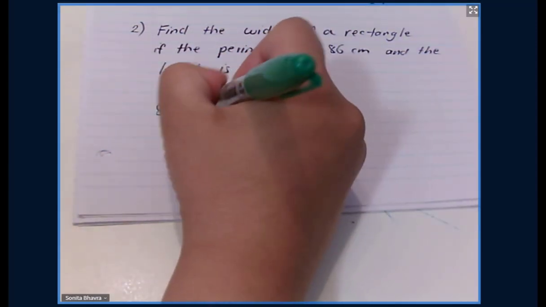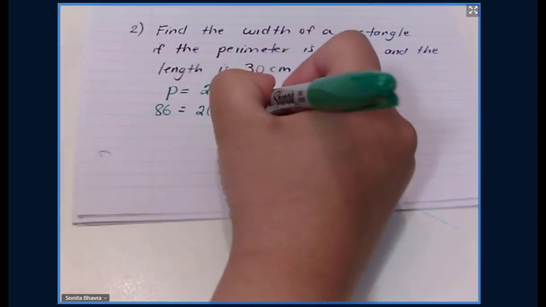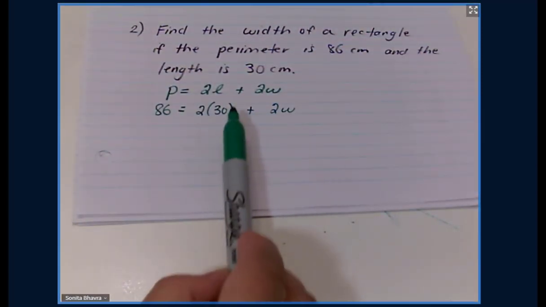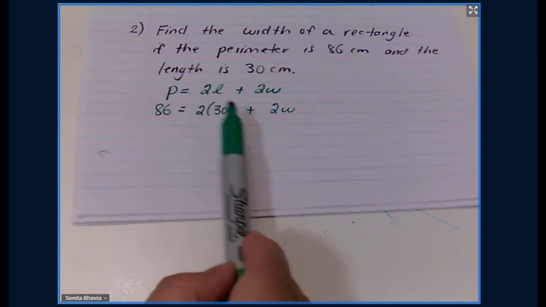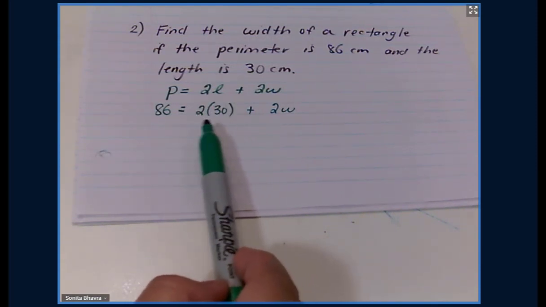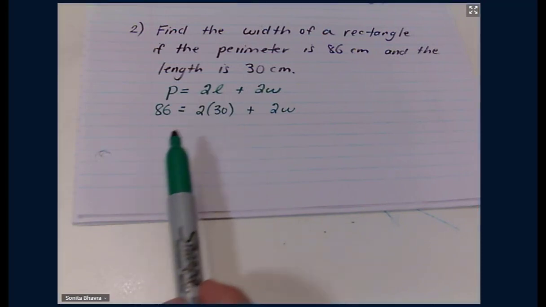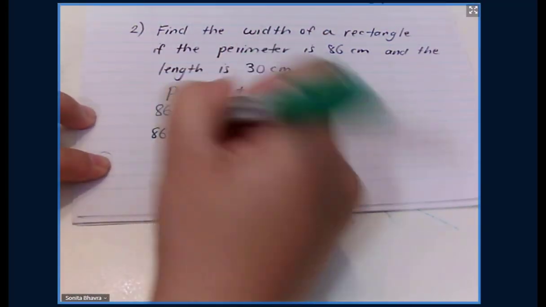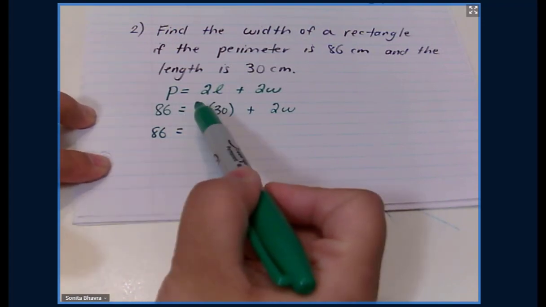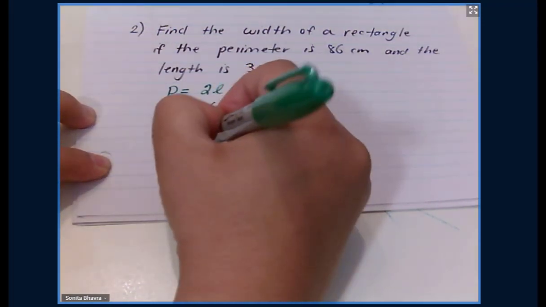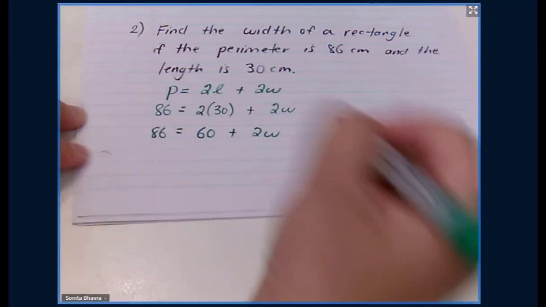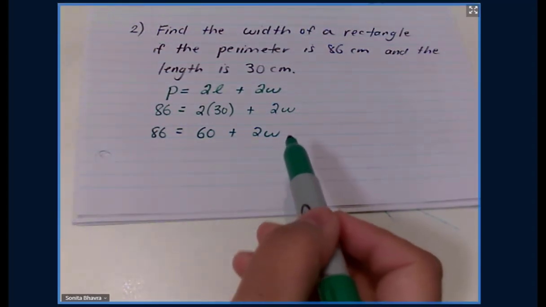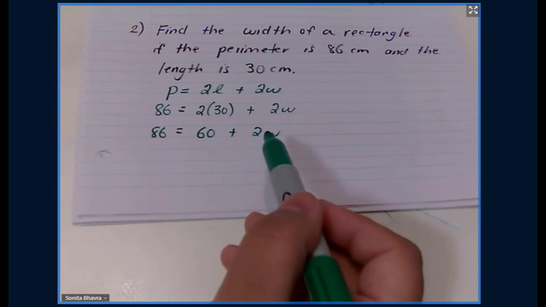So we get 2(30) plus 2W. And notice I used brackets here. Make sure to use brackets to show that it is being multiplied together. All right, so let's continue here. So 86 equals 2 times 30 is 60 plus 2W. Okay, continue now to solve for W. We have to solve for that variable here.